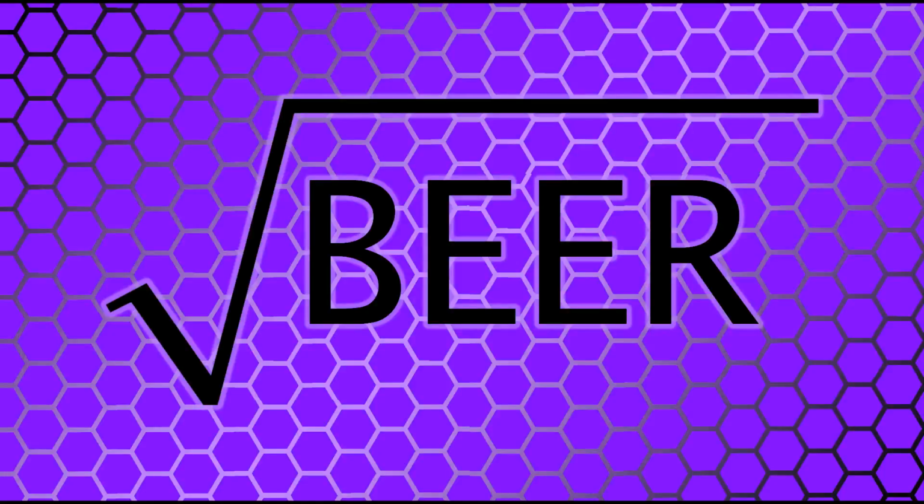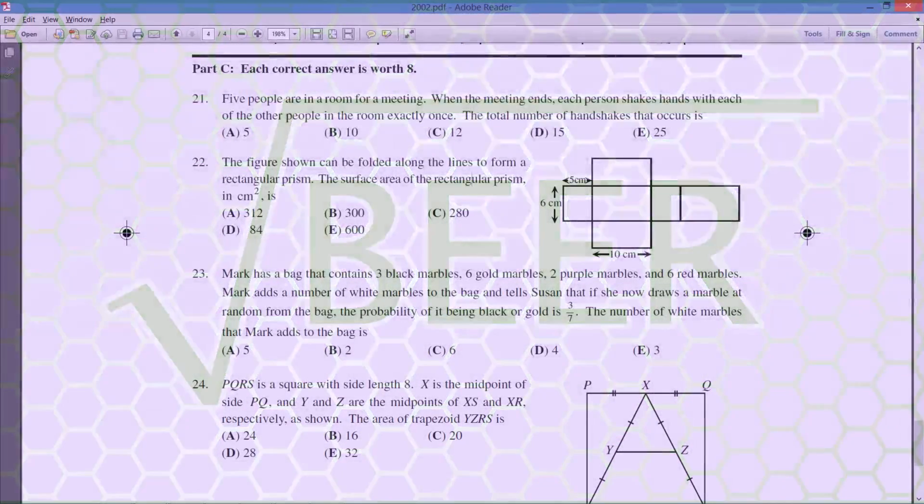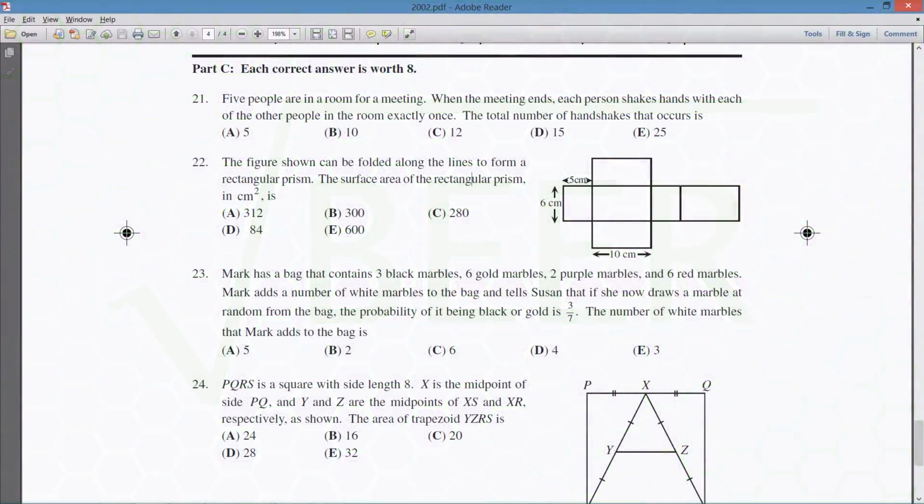We're going to continue looking at the Grade 7 2002 Gauss paper. We're in the midst of Part C right now. We're up to question number 22. It's a question with an interesting little diagram beside it. So question 22, if you're just reading it for the first time with me, let's read it together.